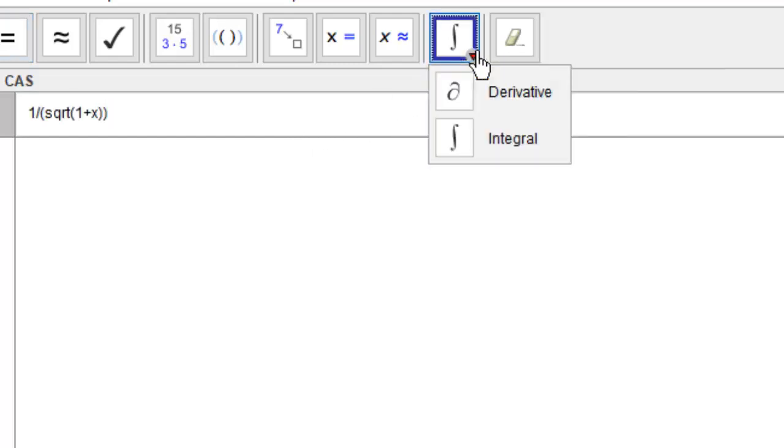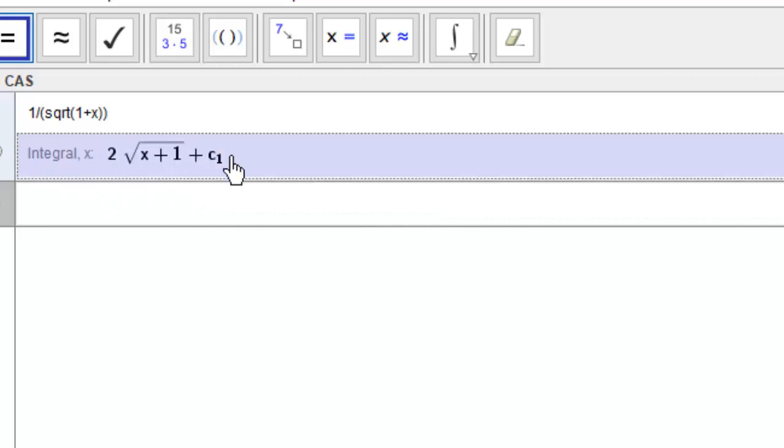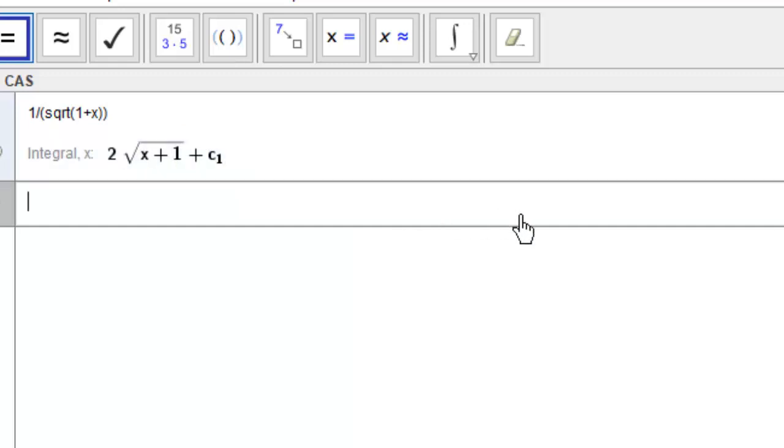Then we go to the tab and we do this. So that is how we evaluate the indefinite integral of 1 over square root of x plus 1. And we get this as a result.